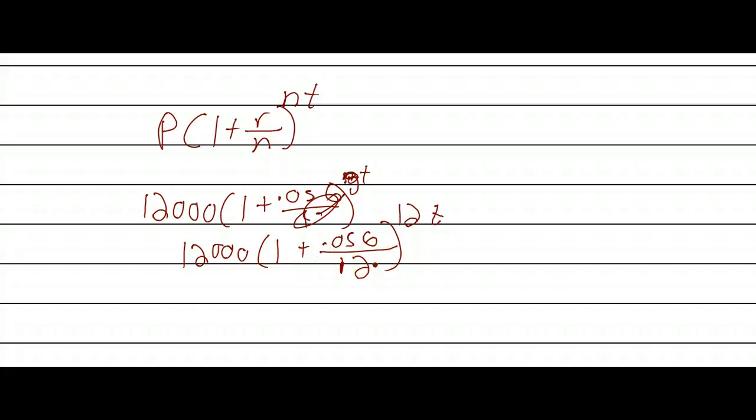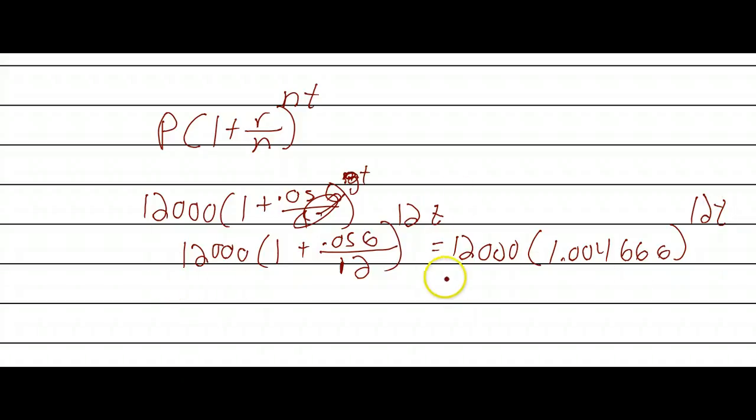If we simplify that, 1 plus 0.056 over 12, you're going to get that. But this is essentially correct. I'm pretty sure he's not going to ask you to simplify this any more than you need to, or to write it this way.